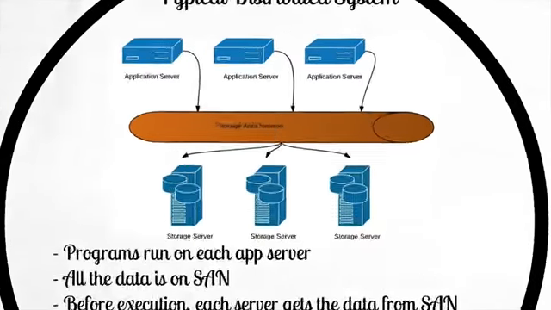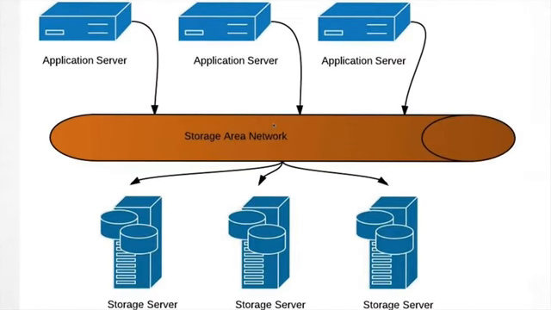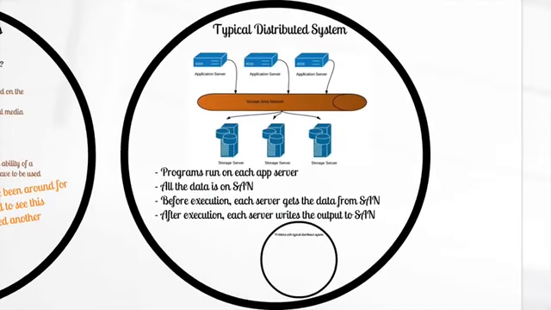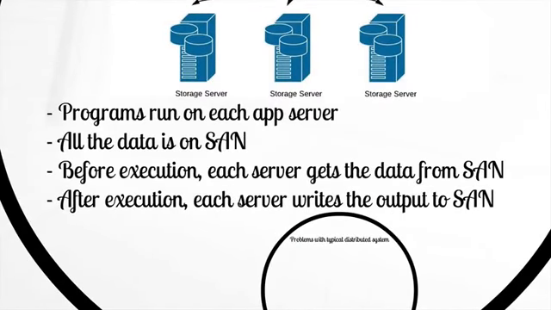So distributed systems have been around for more than a decade, and typically this is how they look. You have a storage area network, and app servers running on top of it. Let's say you have 50 terabytes of data, you store that in a storage area network. Then you have your app servers, and each app server would read 1 terabyte of data, process it and write it back. So you have 50 terabytes of data and 50 servers, each server reading 1 terabyte and processing it. So basically you would have programs running on each app server. All data is on the SAN. Before execution, each server gets data from the SAN, and after execution, each server writes the output to the SAN.